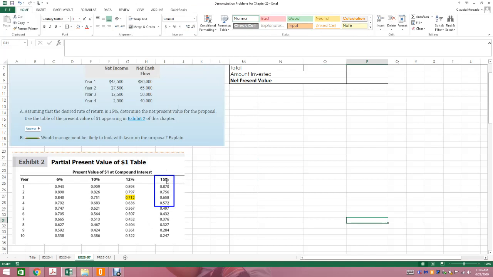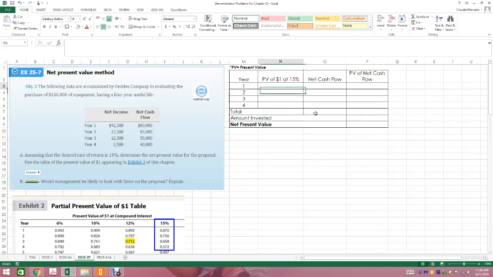Now what I'm gonna do is copy these rates, okay? These are my present value rates at the 15% mark using the present value table of a dollar, okay? So I'm gonna go ahead and use these rates. For year one, it'll be 0.870. For year two, 0.756. Year three, 0.658. And year four, 0.572. I'm going to copy it over here. These are my rates. So all I'm doing is copying from the table down here, guys. Okay, that's all I'm doing.